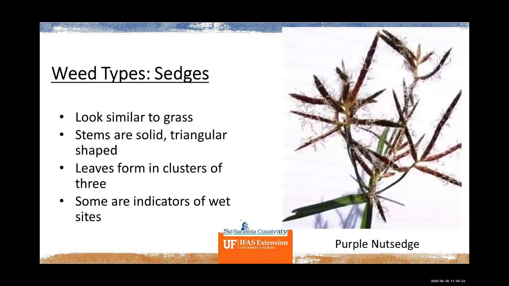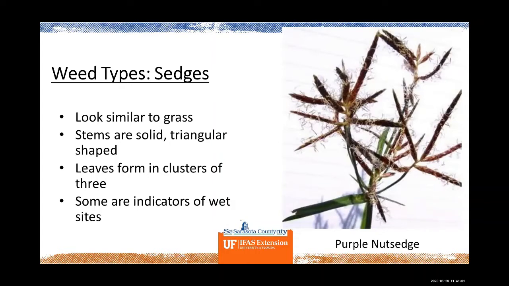So the third category of weed type is your sedges. Sedges will look similar to grasses, but there are many grass herbicides that will not work on sedges. This is because the biology of sedges, grasses, and broadleaf weeds are different from each other. When we go into the section on herbicide technology, you'll understand why some herbicides will not work on some types of weeds.